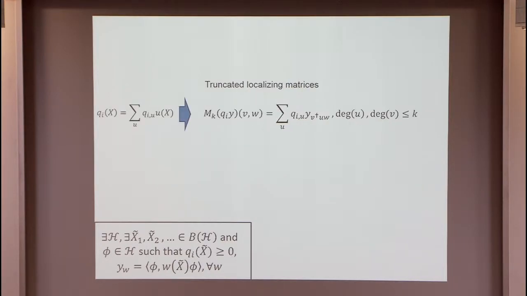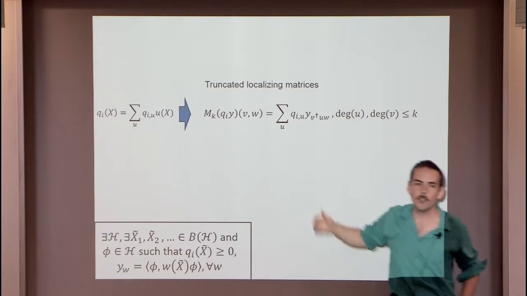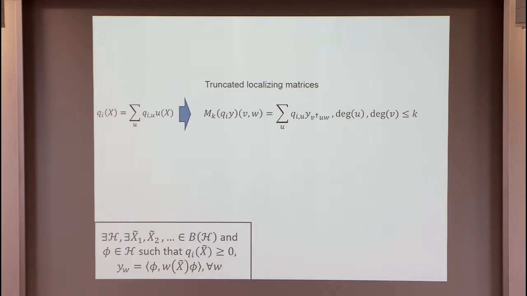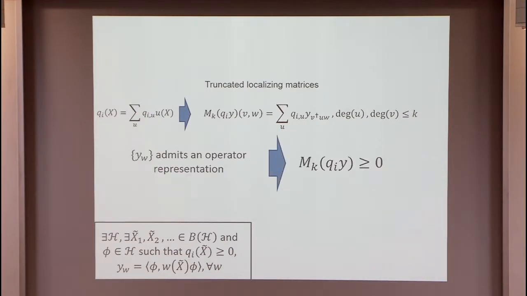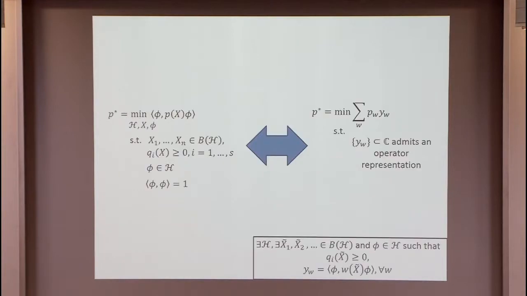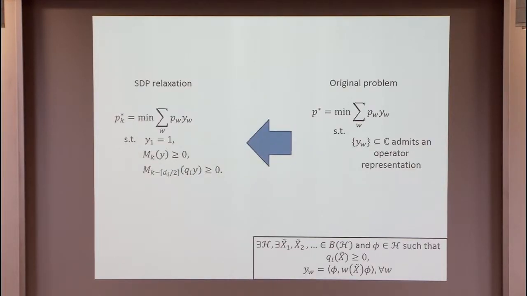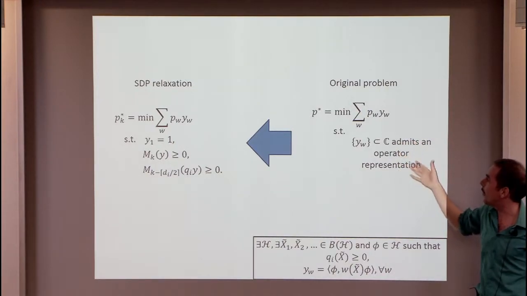Well, in an obvious way, for each of these constraints here, you have to define some localizing matrices, some truncated localizing matrices, which are also linear combinations of these things. And you can as well prove that if this set of momenta admits an operator representation, then these things will be positive semi-definite. Good. So the relaxation I propose is very simple, really. I mean, it's rather than optimizing over all possible vectors that admit an operator representation.